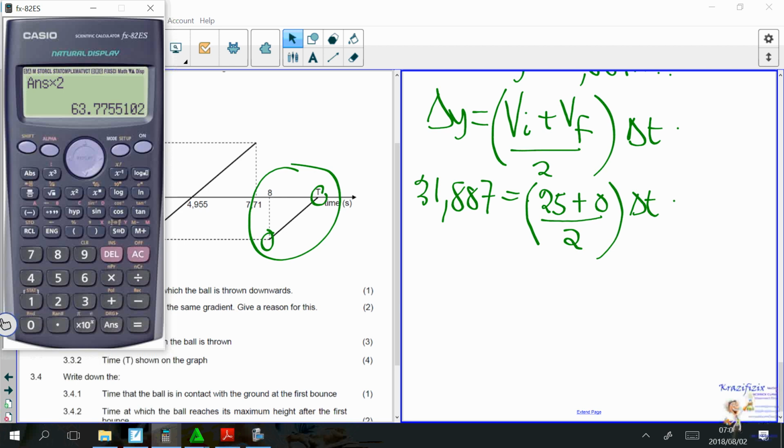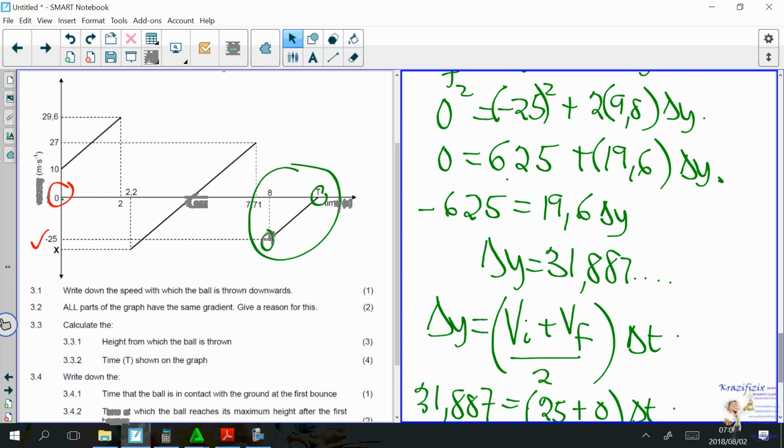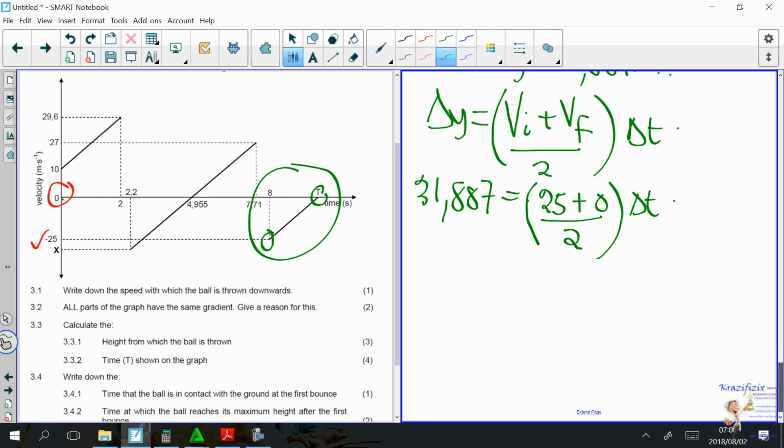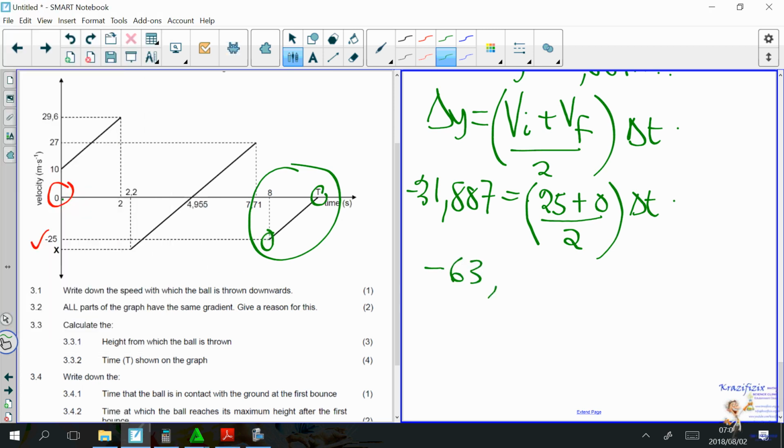63,775. Okay, let's go check something there. By the way, it is negative. We forgot here, it's negative. The signs can be very, very disturbing sometimes. So it is negative. So I'm going to have negative 63, remember it's still a long answer, don't round off, equals negative 25 delta t.